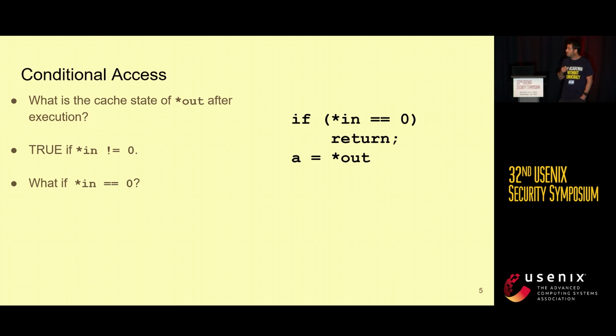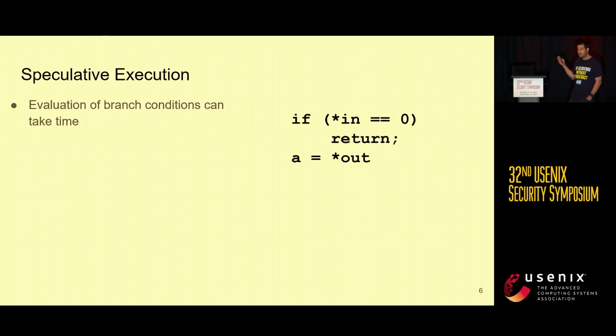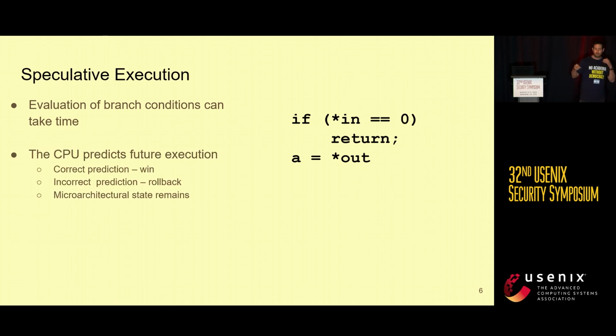And now we can ask ourselves, what happens if the input address is 0? And the answer is not that simple, because we have speculative execution, and this is a branch. So evaluating the branch condition can take some time. So the CPU is going to try to predict what the future execution is. And if it predicts correctly, then of course, great. If not, then we're going to have what we call a rollback. We have a speculative window, we try to run some commands, we see that we took the wrong branch, and now we're going to roll back all the computation that we made, but the microarchitectural state still remains the same. This is the basis for all of these Spectre, Meltdown, and other attacks.